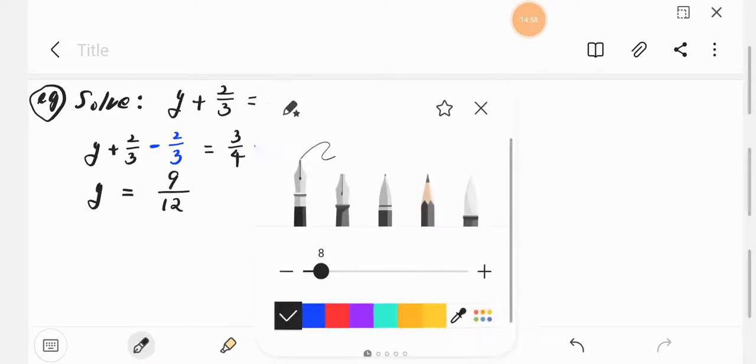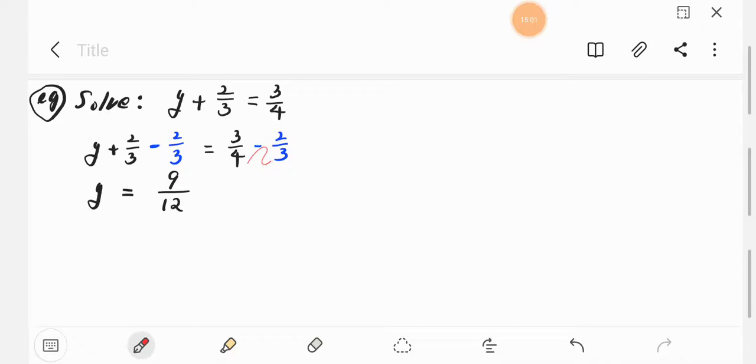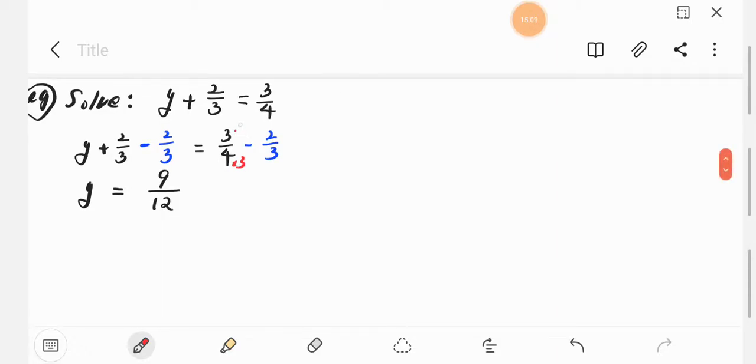Can you see it? So I want to make 4 into 12 by multiplying by 3. So 4 times 3 is 12. So you also multiply the numerator by 3. How about here? Now 3 times 4 is 12. So multiply 2 by 4, which is 8. So minus, this will be 8 over 12. So y is equal to 9 minus 8 over 12. So y equals 1 over 12. So the solution is 1 over 12.